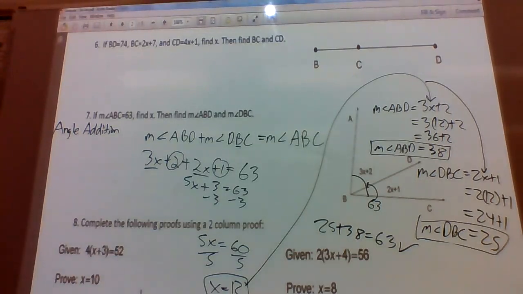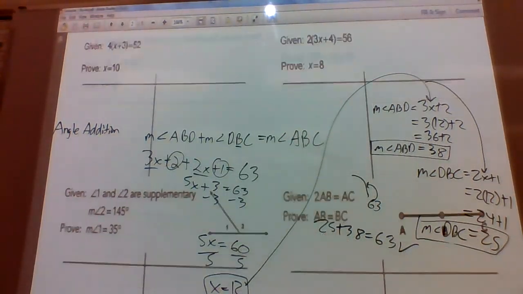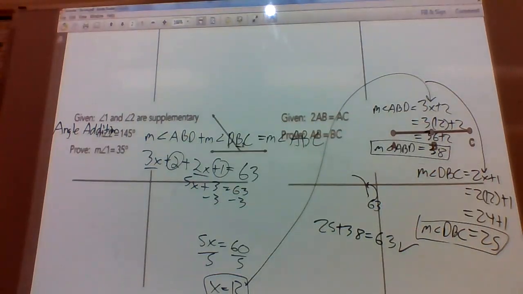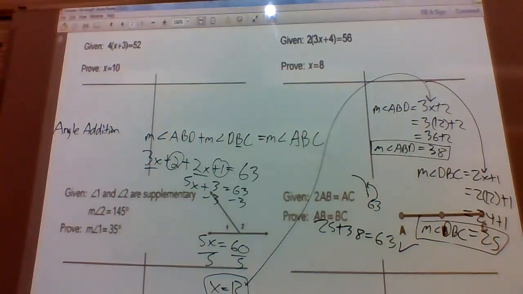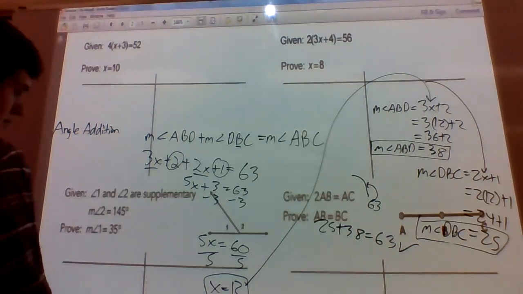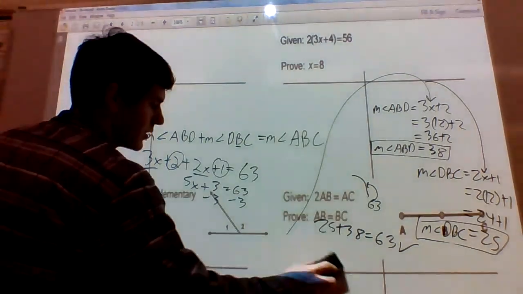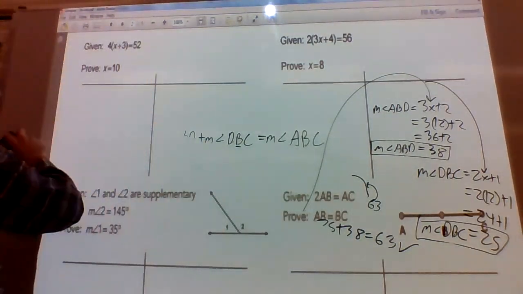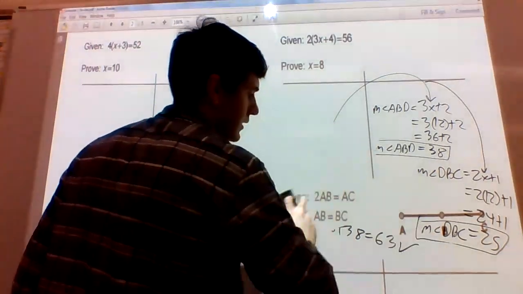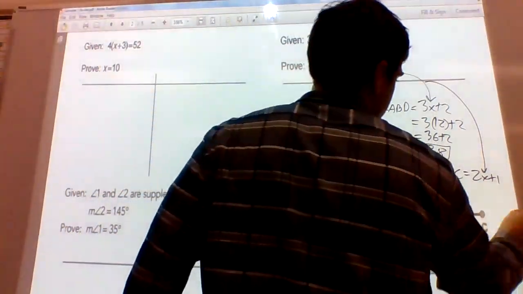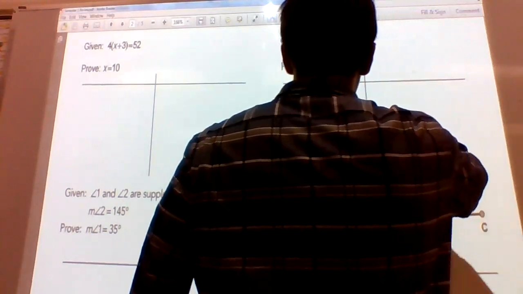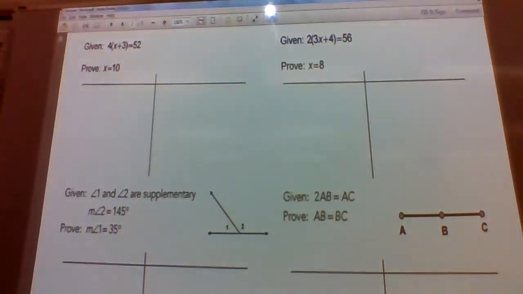Okay. Number 8. So we have some 2-column proofs based on segment addition. Okay. I would not focus too much on this for the final, unless you're strong in every other area. Let's go through them. Okay.